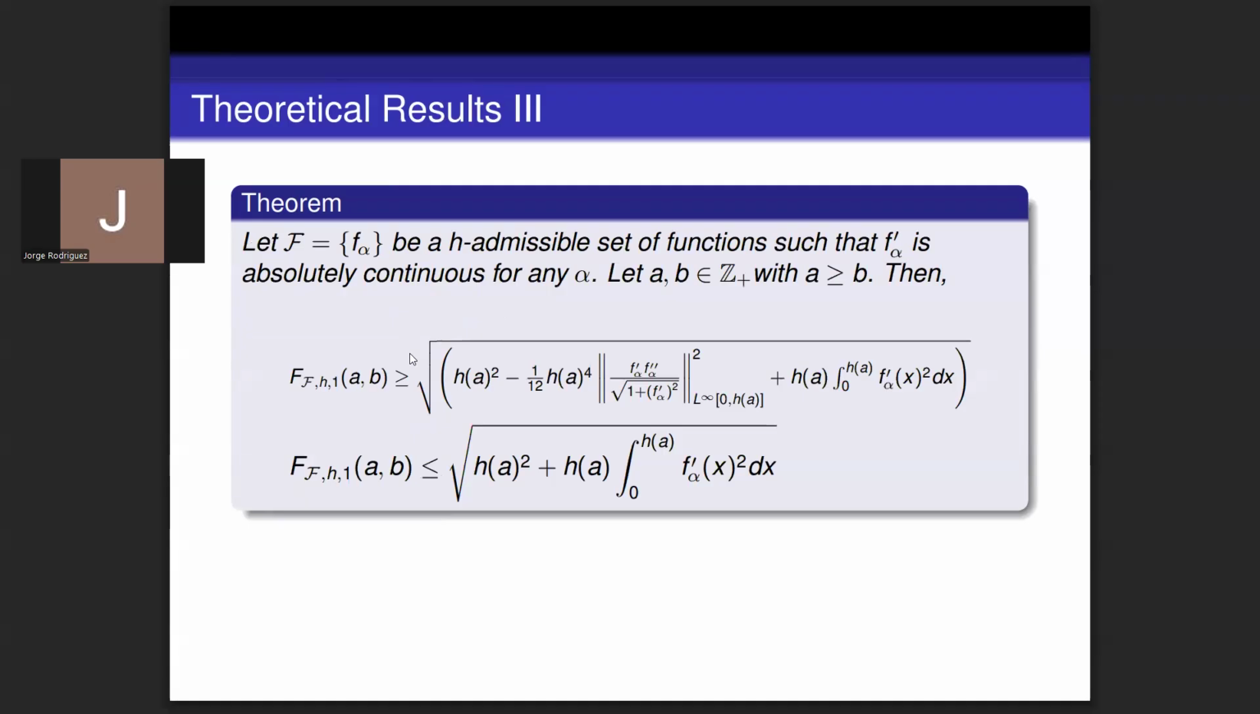Now let me talk about some of the bounds that we have refined for some of the topological indices. Let f be an h-admissible set of functions such that f prime is an absolutely continuous function for any alpha, and let a and b be natural numbers with a bigger or equal than b. Then we have that the first object that we use for computing the first h integral Sombor index is going to be bigger or equal than this object here. It's a bit ugly, but the important thing is that we can compute it.